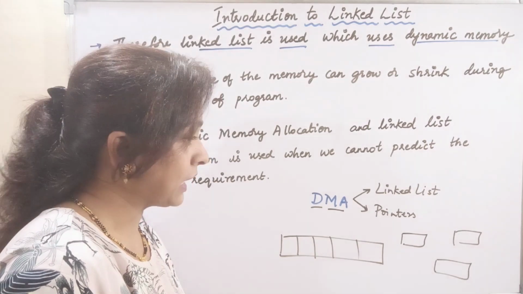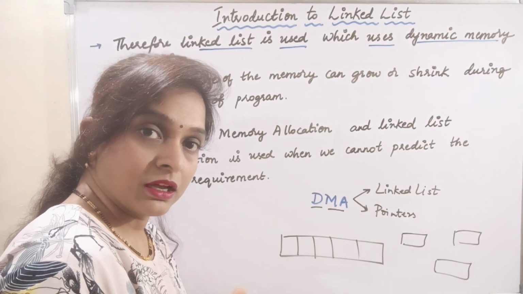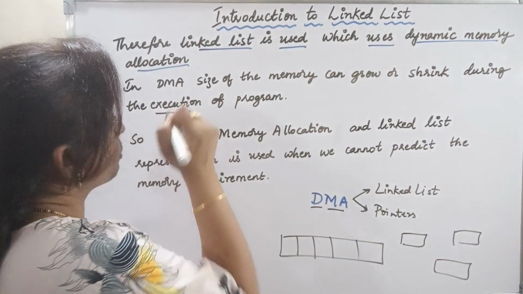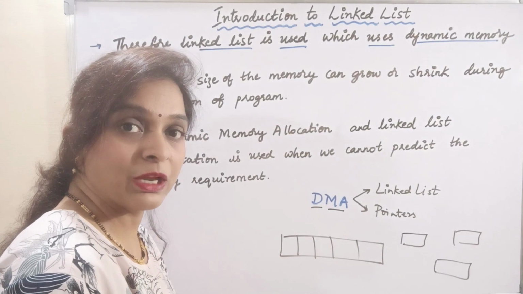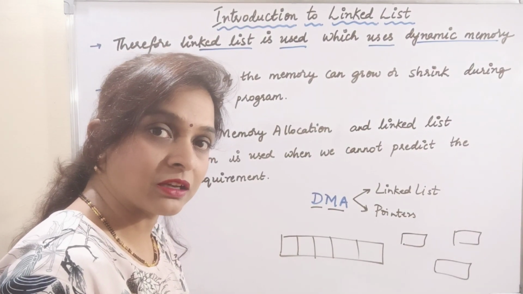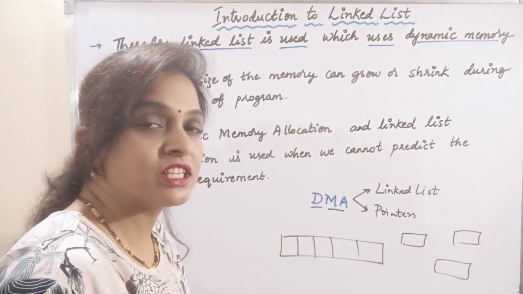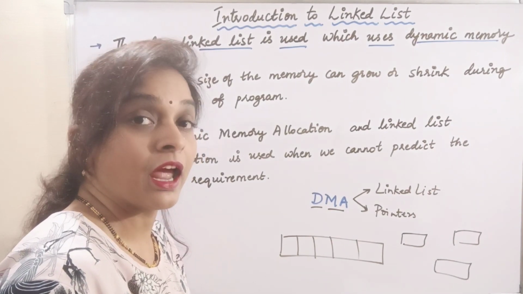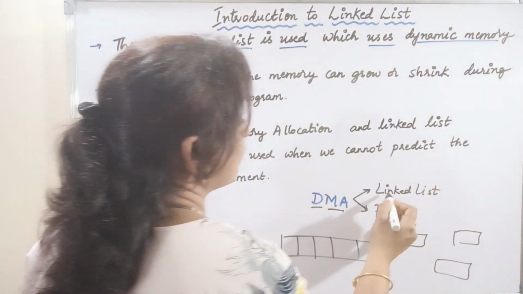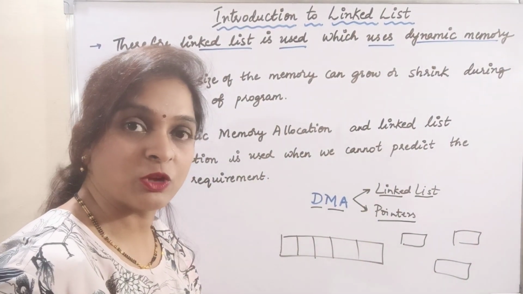So in dynamic memory allocation, what happens? The memory has to be allocated dynamically, which means during run time, during execution time, the memory will be allocated. How will the memory be allocated? How is this dynamic allocation done? All those things we have to learn one by one. What actually dynamic memory allocation is and how it has to be implemented, we have to see with the help of linked lists and pointers. This dynamic memory allocation will be done with them.